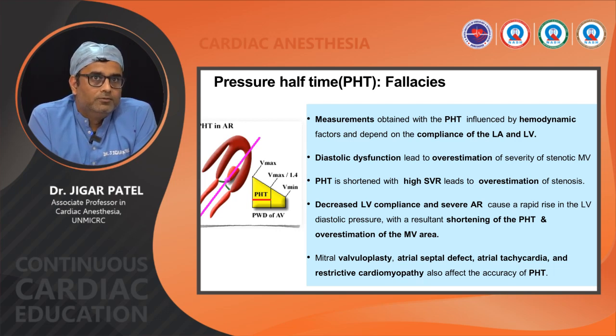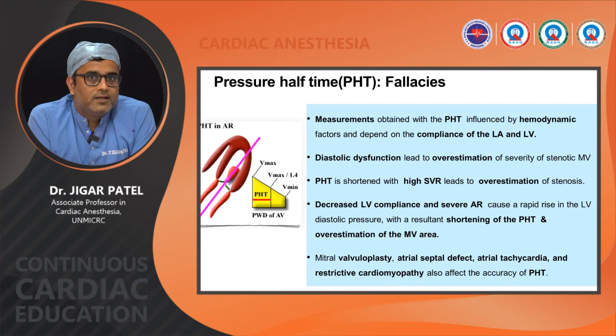When you measure pressure half time, there are certain limitations. Measurement obtained with pressure half time is influenced by hemodynamic factors and depends on the compliance of the LA and LV. Similarly, diastolic dysfunction leads to overestimation of the severity of a stenotic mitral valve. Pressure half time is shortened when there is high SVR, which leads to overestimation of stenosis.